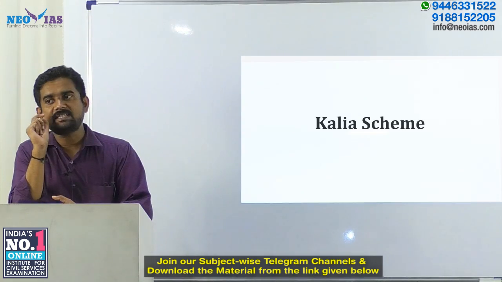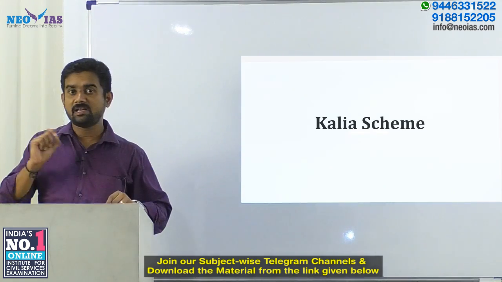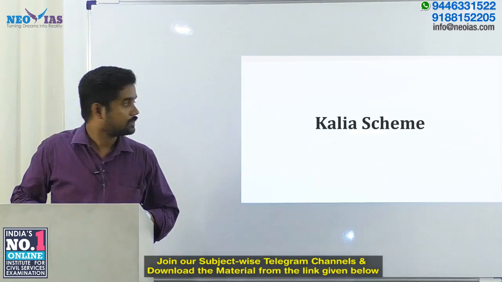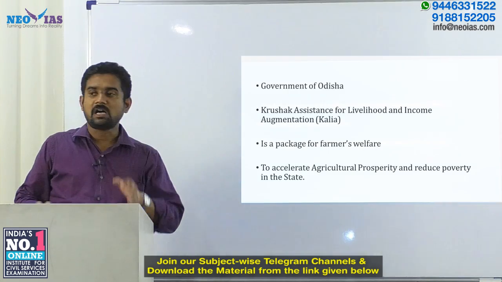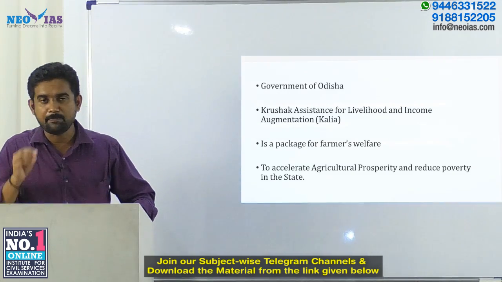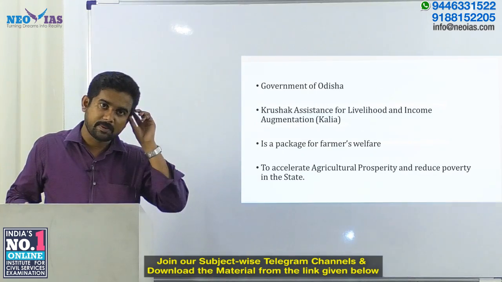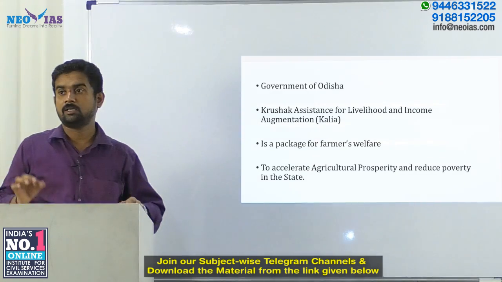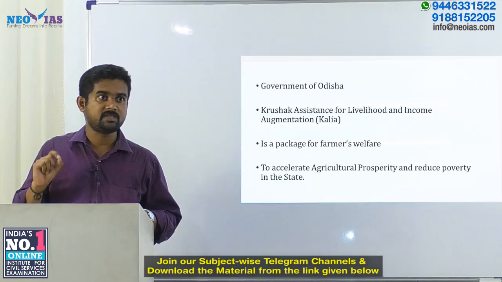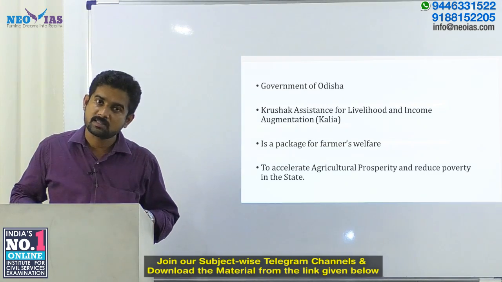Today we will look into a scheme which is known as the Kalia scheme. Kalia scheme is a scheme implemented by one of the state governments in our nation, the government of Odisha. The Government of Odisha has come up with a scheme known as the Kalia scheme.